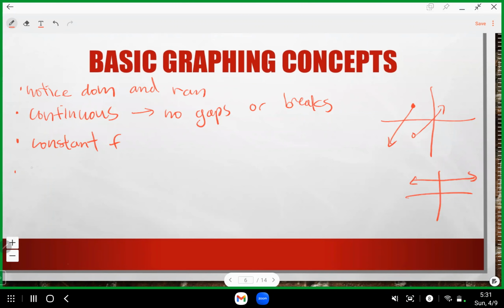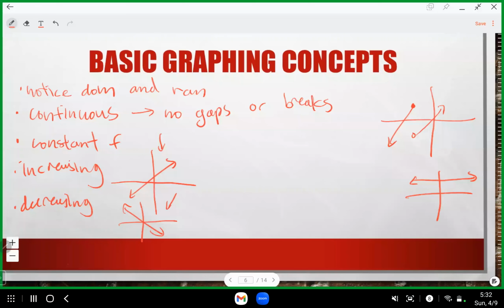So what is increasing or decreasing? Increasing means that the graph rises from left to right, like this. Decreasing means that it dips down, it falls left to right, like this. And it directly corresponds to the slope, because this is a positive slope, this is a negative slope. And when there is no increasing or decreasing at all, it is just constant, a horizontal line like this. So those are the basic graphing concepts that you need to know.